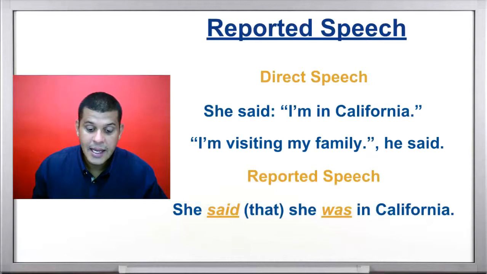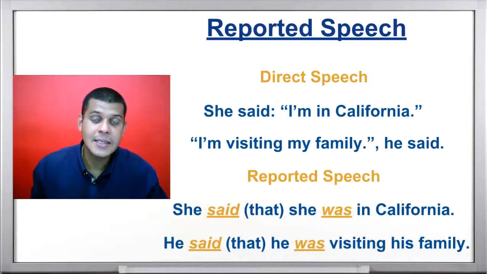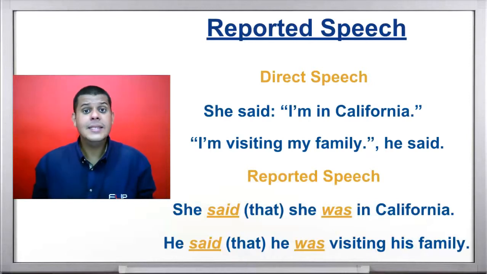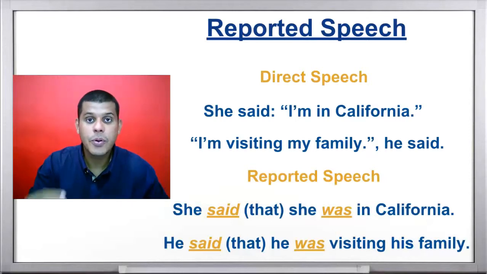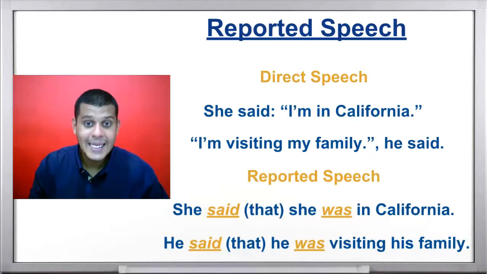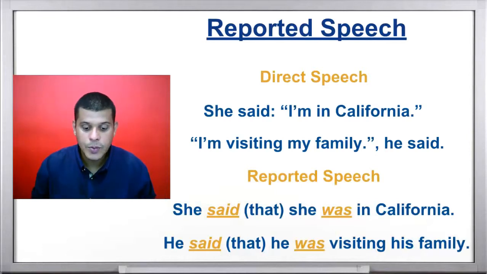And then for the other sentence, I have the reported speech, which is, he said that he was visiting his family. Or, he said he was visiting his family. So in both cases, you can notice that "that" is optional, okay? Besides that, there are other changes that are necessary in the sentence. So let's take a look at what we change.